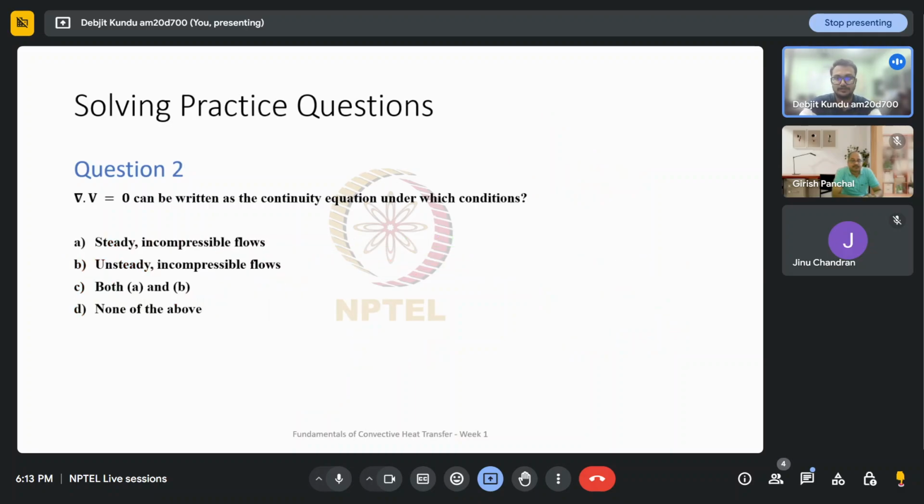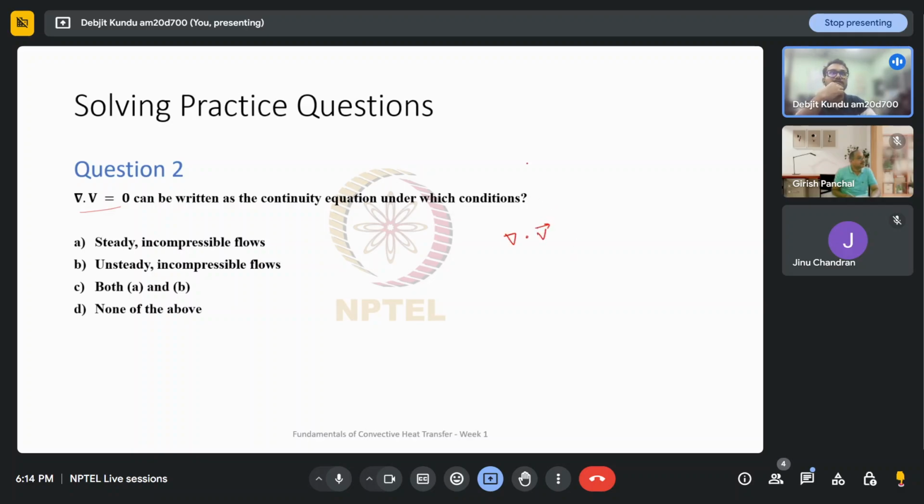We'll move on to question number 2, which is telling us that the divergence of V equal to 0 can be written as the continuity equation under which conditions? Is it for option A, steady incompressible flows, option B, unsteady incompressible flows, option C, both A and B, or is it option D, none of the above? Sorry, not grad of V, divergence of V.